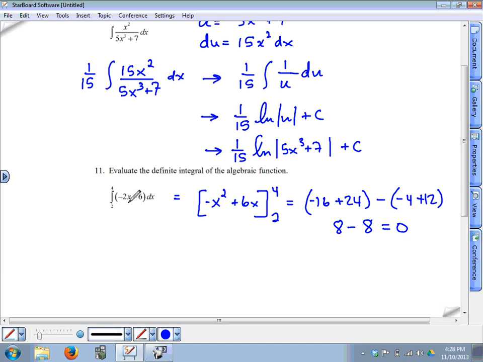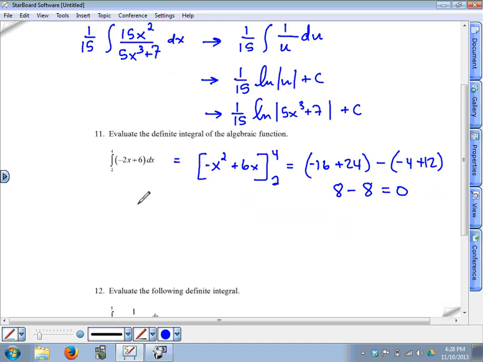Now, what's happening here? The definite integral does represent an area under a curve. How can the area be 0? Well, if we were to graph this curve right here, negative 2x plus 6, actually a line, so we go up to 6. The slope is down 2 over 1, then down 2 over 1, then down 2 over 1.